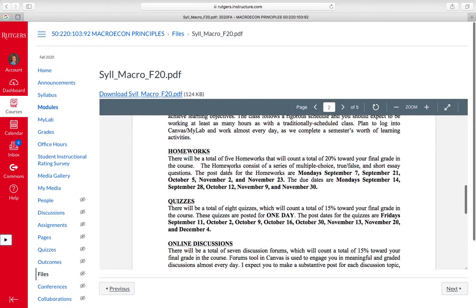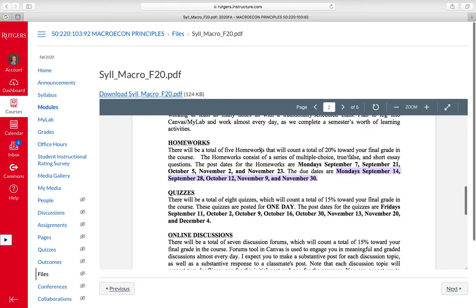The homeworks, we have 5 homeworks. What you have here are the posting dates and the due dates. Again, I suggest that you write these down, or add them to the calendar on your iPhone or mobile phone in general, or the calendar where you study. This makes your life much easier and helps you avoid losing any points throughout the course by missing any assessment. All these homeworks are multiple choice, true and false, and short essay questions.